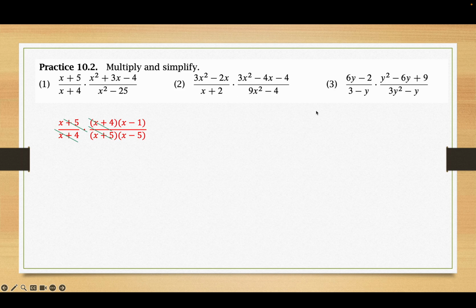Okay, try numbers 2 and 3. Go ahead. A little trick on number 3. You may remember from high school, you may have never seen it because this is not emphasized like it used to be.